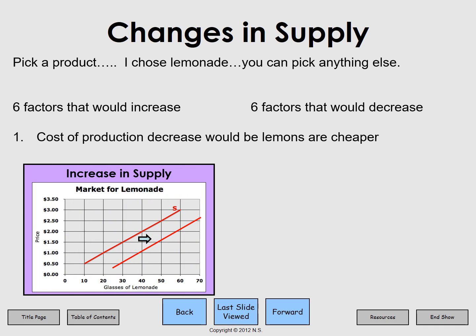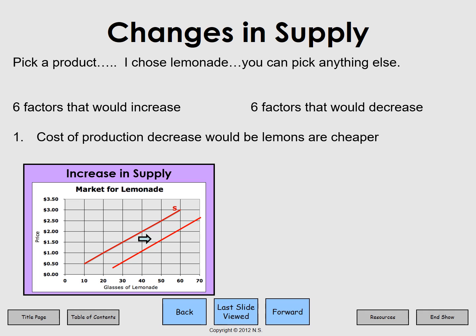Alright, here's your assignment. On another sheet of paper, a blank sheet of notebook paper. If you need some, I've got some up there on the shelves. You know where it's at. Pick a product, any product you want, as long as it's school appropriate and legal in the state of Texas. The one I've been talking about the whole time is lemonade. I chose lemonade. You can pick anything else.